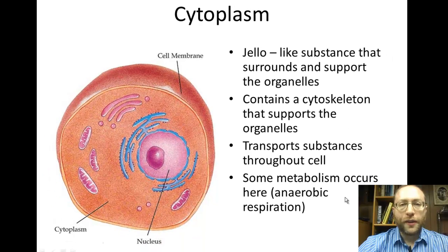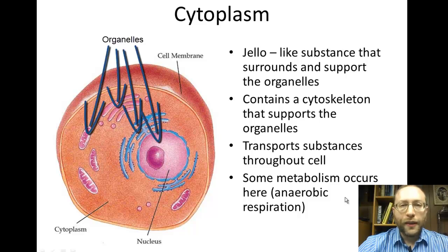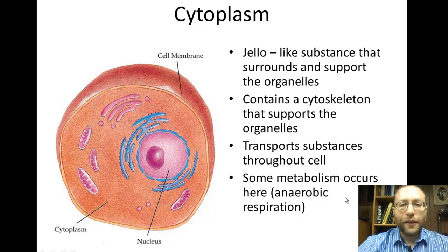The first organelle we're going to discuss is the cytoplasm. The cytoplasm is a jello-like substance that surrounds and supports the organelles. It contains a cytoskeleton made of protein, which supports the organelles and is also involved in transporting substances throughout the cell. So there you see one life function of the cytoplasm, and that's transport. Another life function is metabolism. In prokaryotes, which we'll see exactly what those are towards the end of this podcast, most of the metabolism occurs in the cytoplasm.